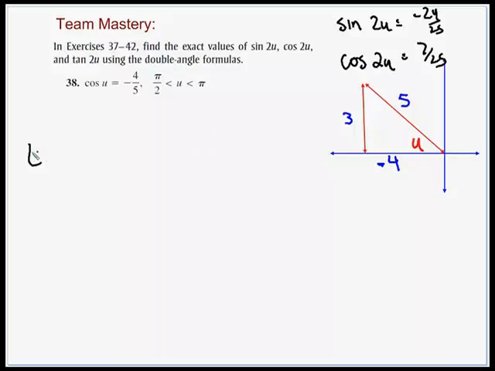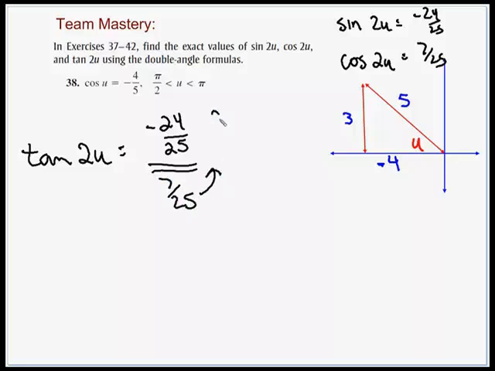And tangent, we could use the formula, or we could just say that is sine, negative 24 25ths, divided by cosine, 7 25ths. Invert and multiply, 25 sevenths. So these will cancel, and we're going to be left with negative 24 sevenths.